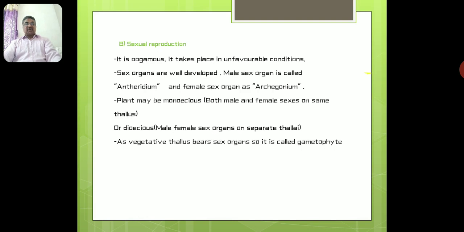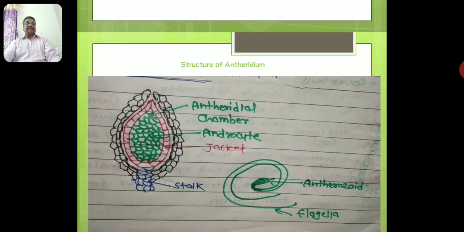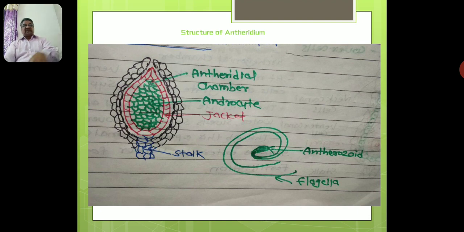Now let us study the structure of the male sex organ, that is the antheridium. The mature antheridium of Riccia is oval to pear shaped. Look at the figure: the antheridium looks oval or pear shaped. It has a short stalk at the base and a club-shaped antheridial body. The antheridial body is covered with an outer sterile layer of jacket cells and a central mass of androgonial cells. The mature antheridium is covered with the antheridial chamber that you can see in the figure.